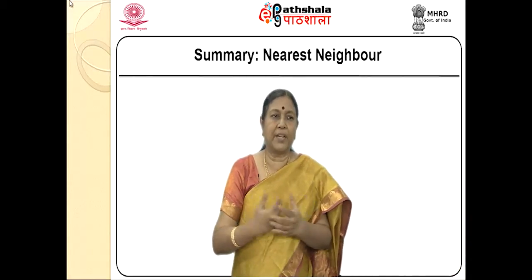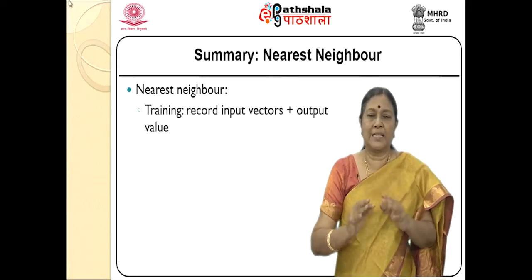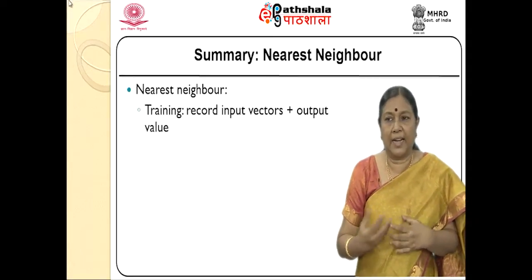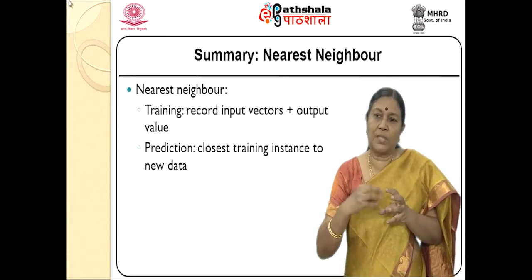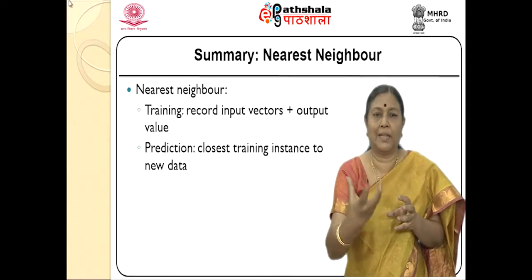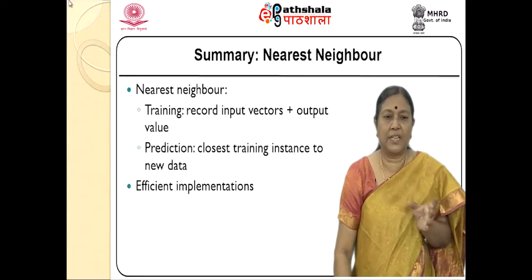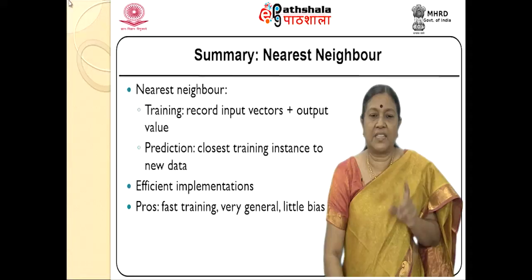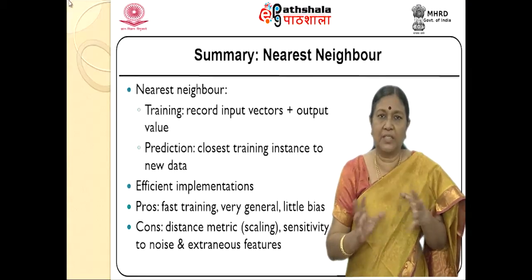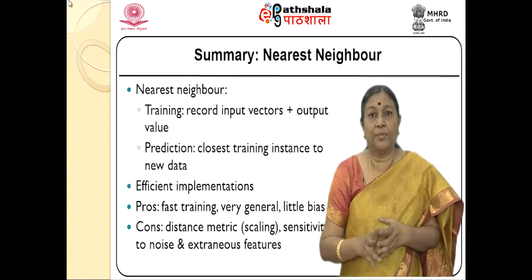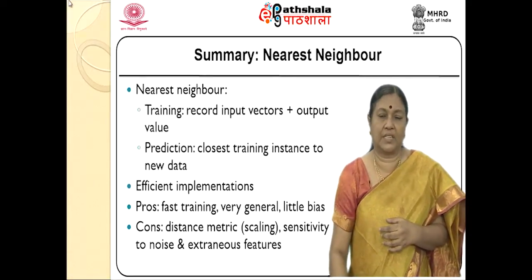So, what is the summary about nearest neighbor? In nearest neighbor, training is just recording the input vectors and the output value for each input vector, that is called labeling, and prediction is finding the closest training instance to the new data, the unlabeled data or the query instance as we called it, for prediction or classification. Efficient implementations are available, training is fast, it is very general and it has little bias. The disadvantage is that you need to do some scaling, it is sensitive to noise and you may end up with a lot of extraneous features that affect the classification but are actually not part of it.